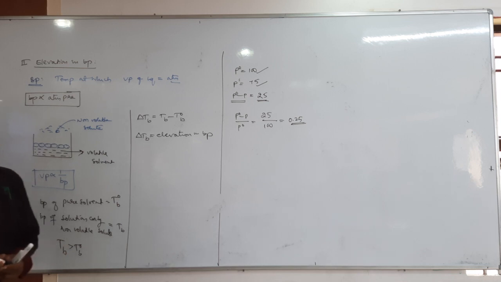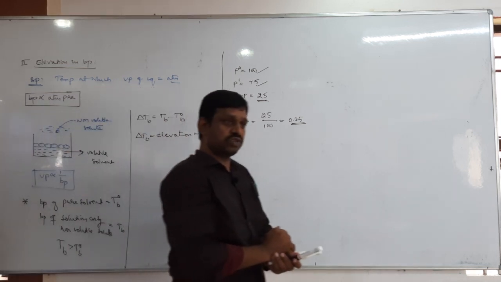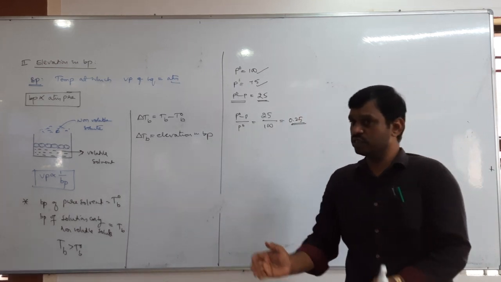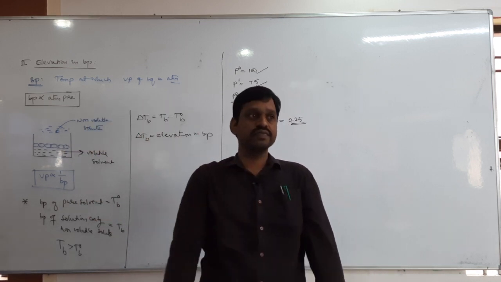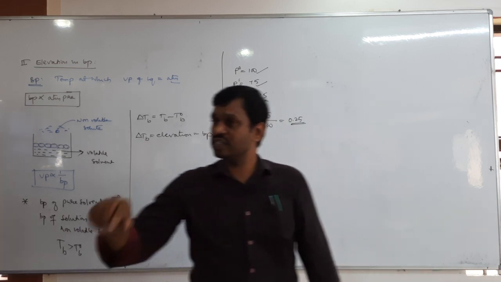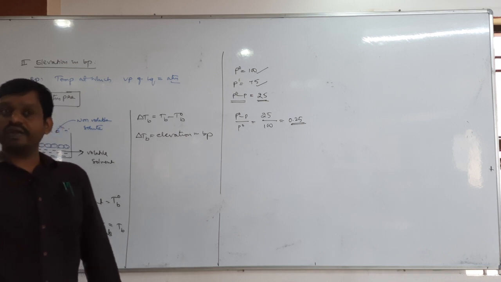For example, you can take water. The boiling point of pure water is 100 degrees Celsius, right? Now, to the pure water, let us add a small amount of sodium chloride. Sodium chloride is a non-volatile solute. Tell me, what is the boiling point of water? Is it 100, less than 100, or greater than 100?